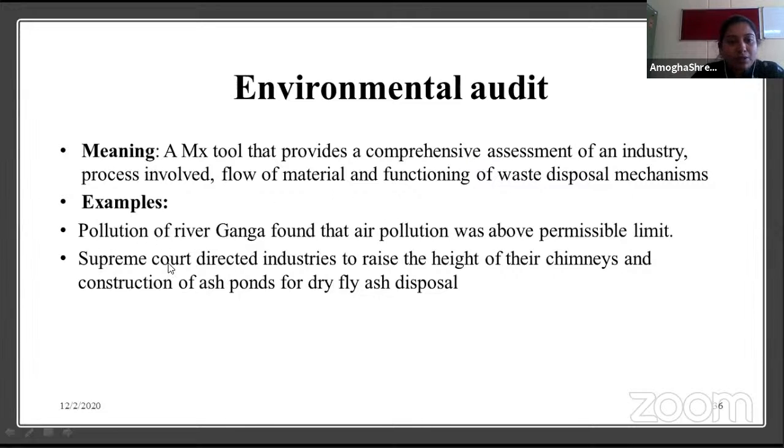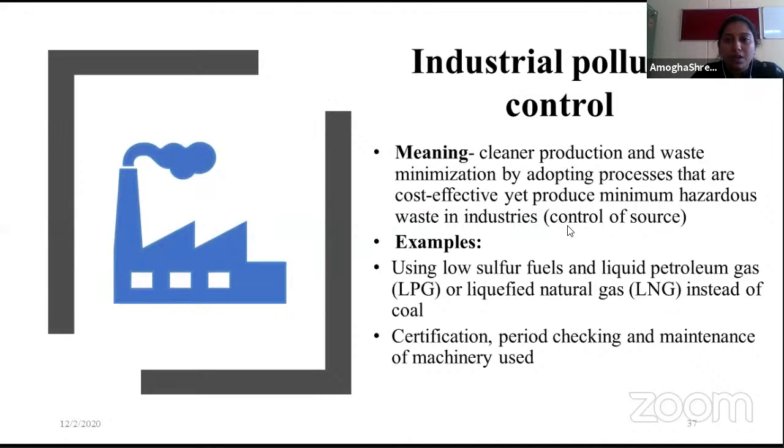So, for example, in the pollution of River Ganga, it was found that air pollution was above the permissible limit. And even the Supreme Court directed industries to raise the height of their chimneys and construct ash ponds for dry fly ash disposal.